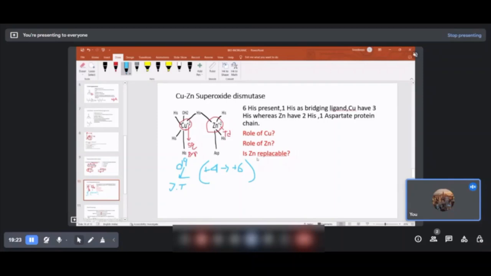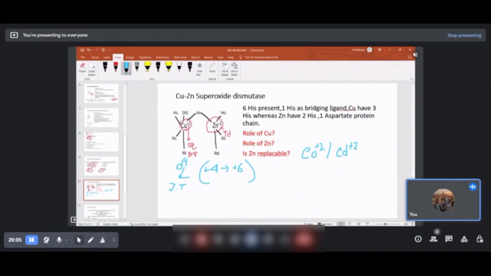And the last question is, is zinc replaceable? Can we replace zinc? As we have said, copper is the active metal and zinc is the supporting metal, just helping copper to maintain stability. So we can replace zinc. Zinc can be replaced by cobalt 2+ and cadmium 2+. So if we put cobalt or cadmium in place of zinc, it will also work.